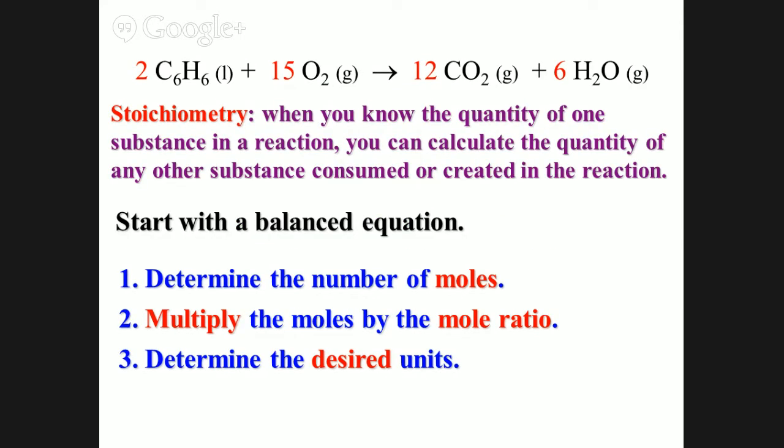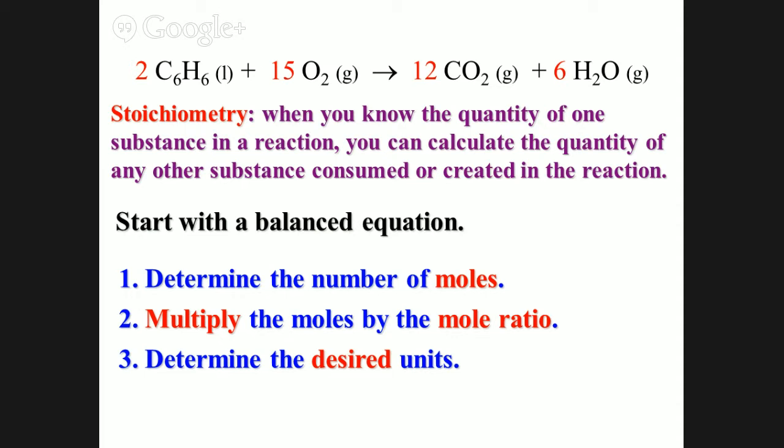Stoichiometry allows you to find out how much of any substance that you need, as long as you know what the equation is, it's already balanced, and you know one other substance in the equation. In other words, if I know what the oxygen amount is in this equation, then I can figure out how much CO2 I'm going to produce, how much H2O I'm going to produce, or how much C6H6 I need in order to use up that amount of O2.